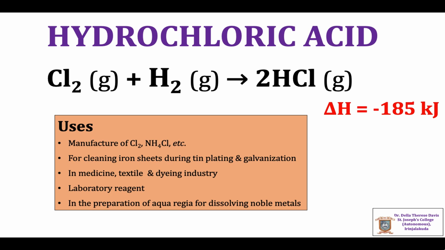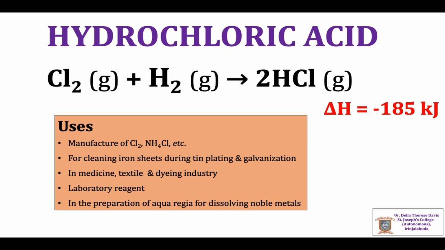Commercially, HCl is prepared by the direct reaction of hydrogen gas and chlorine gas, which are obtained as the byproduct during the manufacture of sodium hydroxide by the electrolysis of NaCl solution. The reaction is exothermic in nature. Delta H is equal to minus 185 kilojoules.